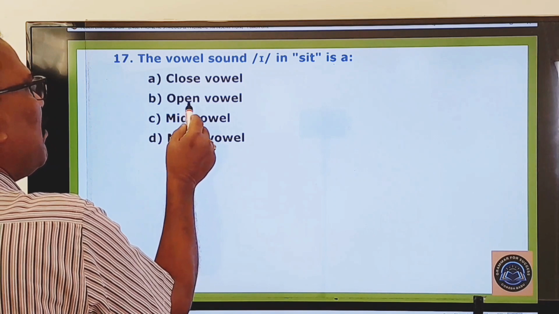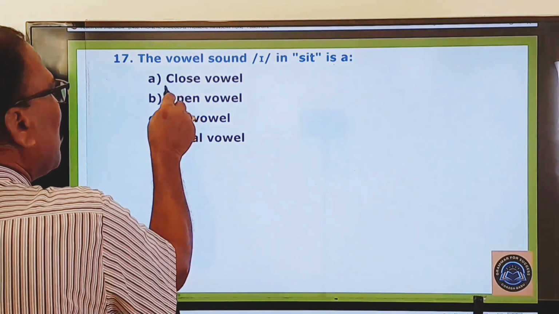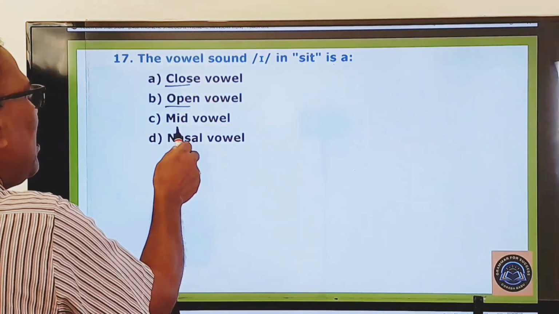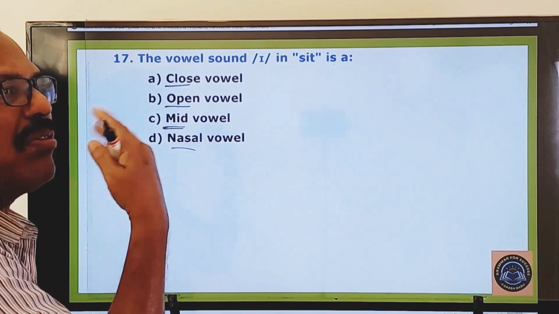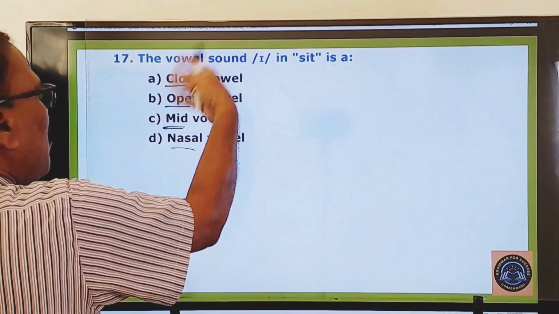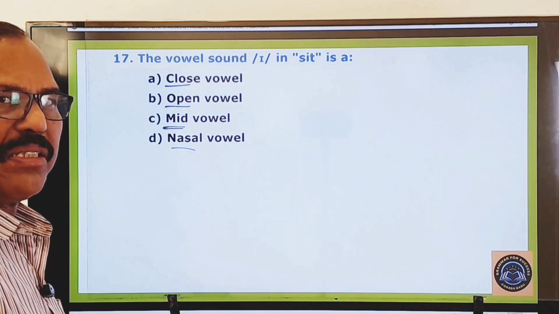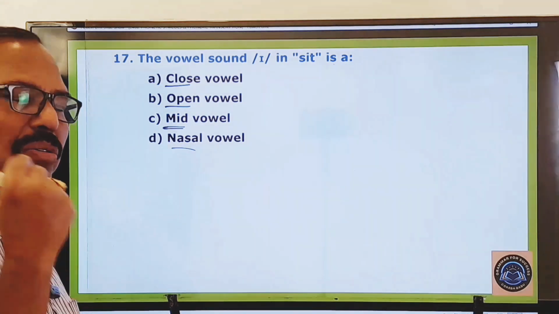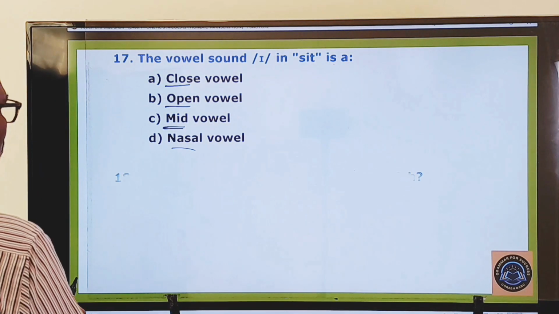Okay. Closed vowel means, you know very well, the tongue goes down in the mouth. When it goes down, it's called a closed vowel. Open means when the tongue goes up. And when the tongue remains in the middle, it's called mid vowel. Nasal means that when the sound of that vowel comes through the nose, that's called a nasal vowel. So these 4 kinds of vowels are explained to you. If you cannot understand that point, please watch that video once again so that you can have a good command over the vowel sounds. Okay. And now you go to the next question.